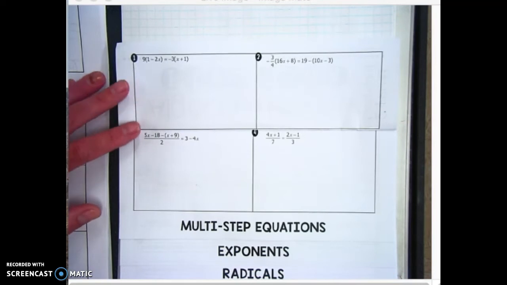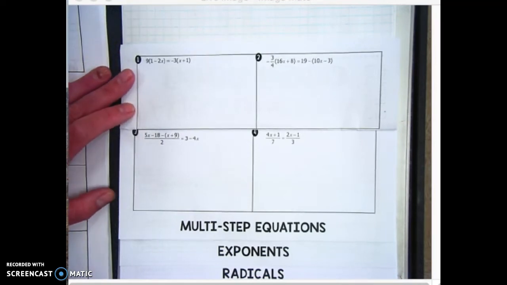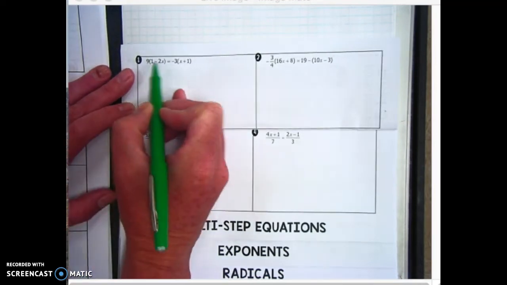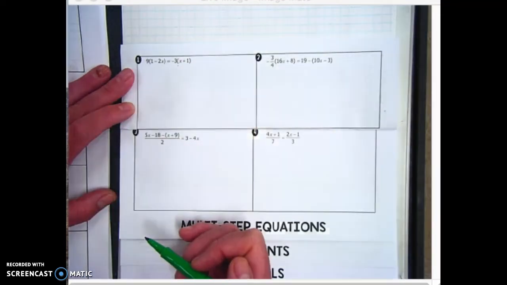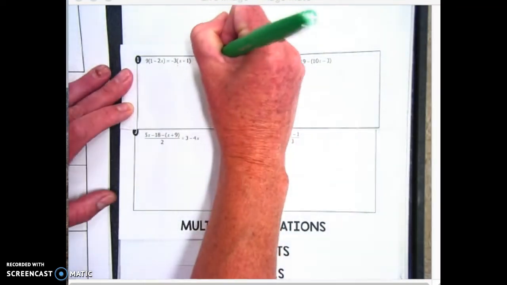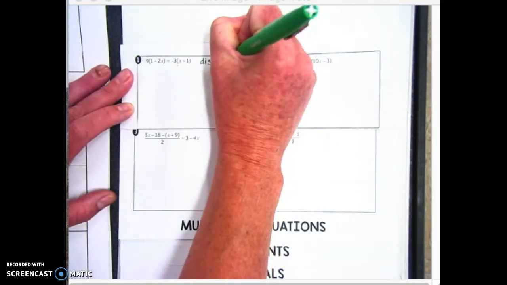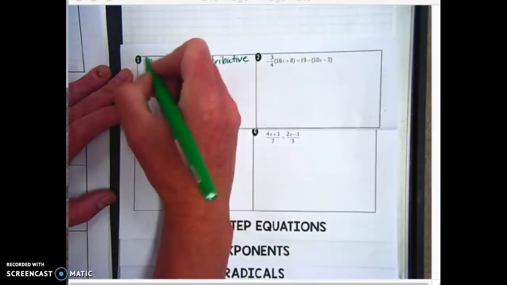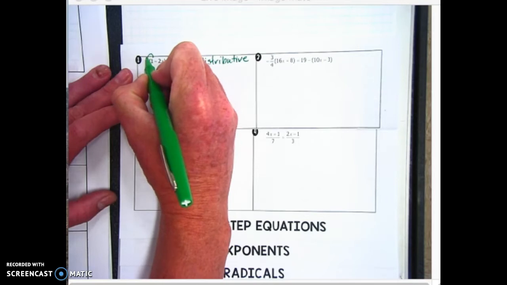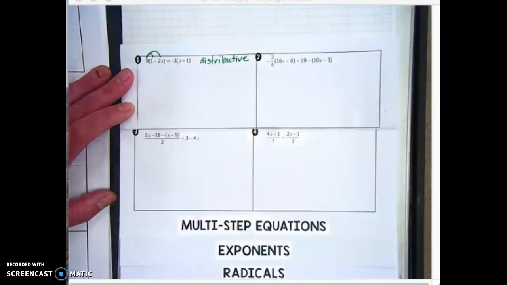All right? Question number 1 up here, we've got 2 terms inside of these parentheses with a number out front. That means we're going to need to use the what property? Distributive, right? That word's pretty important, distributive property. All right? So we're going to take that 9 and we have to multiply it by both terms.